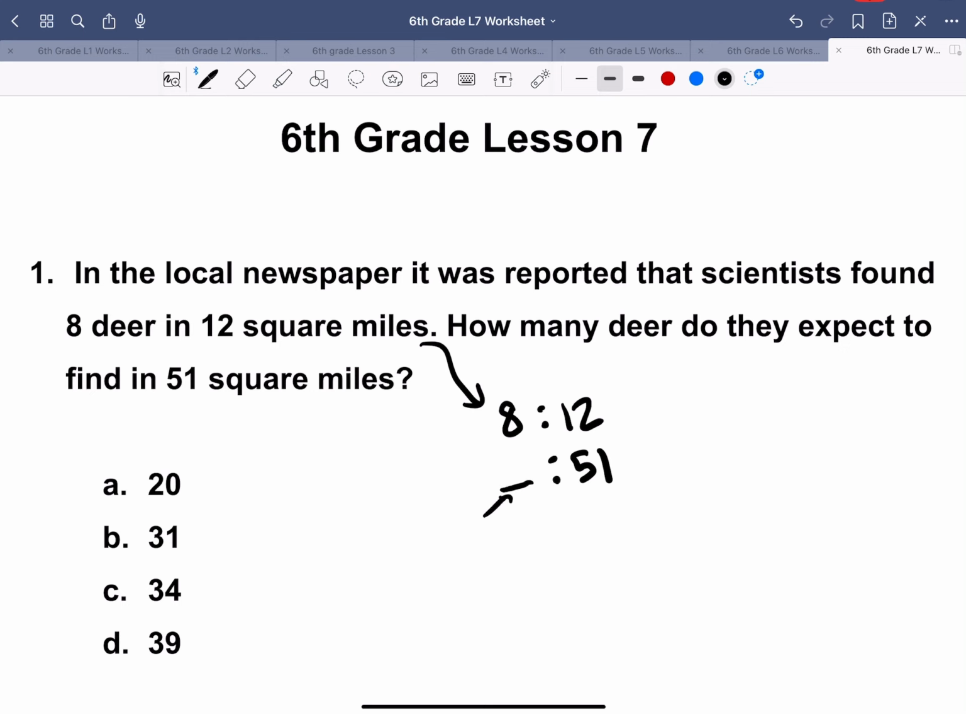So we know the relation here is a 2 to 3 relation, and we just multiplied 4 on both sides to get this. So in order to get 51, we have to multiply this by 17 and also this by 17, which gives us 34. And C would be our answer.